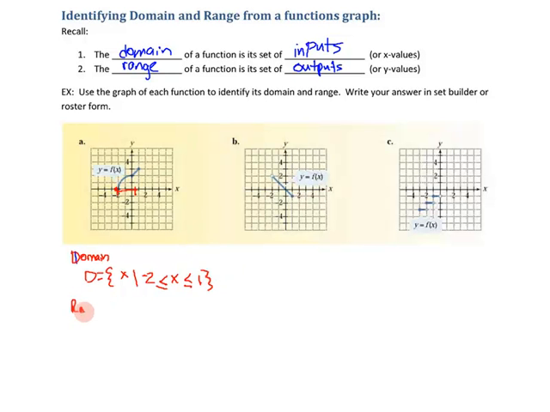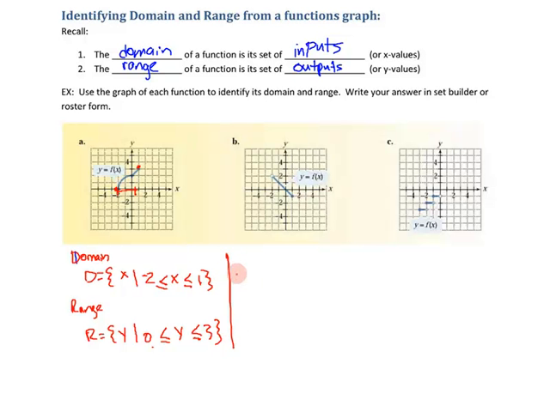Your range, on the other hand, would be R is equal to the set of all, and I'm going to call them y's because that represents the y-axis, and it's the y's that start at, now what's the lowest height? The lowest height is 0, and the highest place the curve reaches, boom, is a height of 3. And again, because there's closed dots at the ends, then I'm going to put or equal to. So that's the set of all y's, where y is between 0 and 3 inclusive.